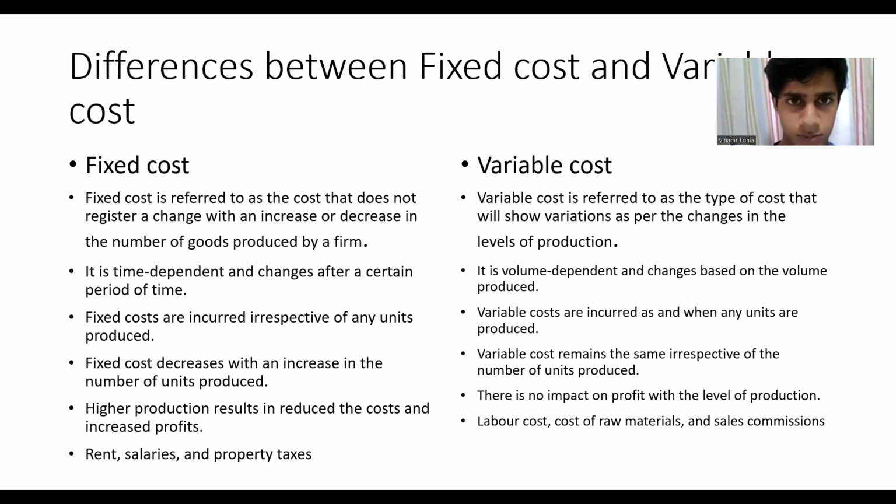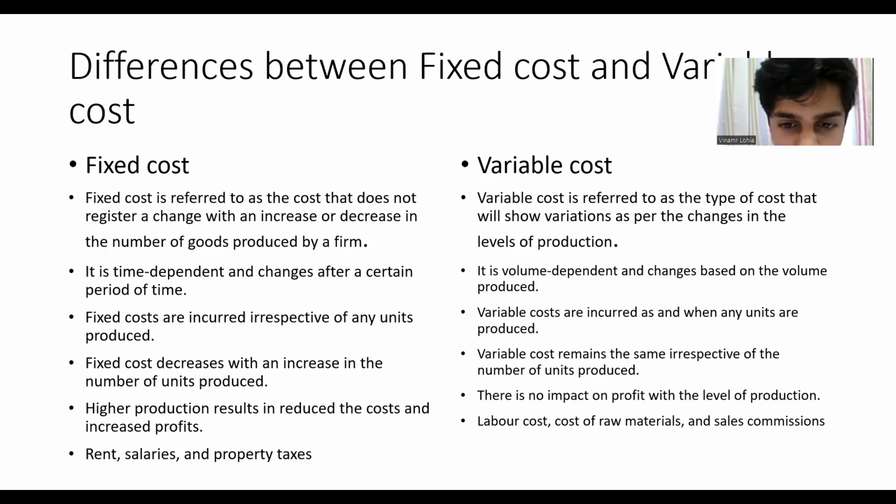So the difference between fixed cost and variable cost: fixed cost refers to the cost that does not register a change with an increase or decrease in the number of goods produced by a firm, whereas variable cost is a type of cost that will show variations as per the changes in the levels of production. So fixed cost can be rent. Rent will never change with the increase in production, nor will salaries. The property tax paid to the municipality will not change with an increase in production.